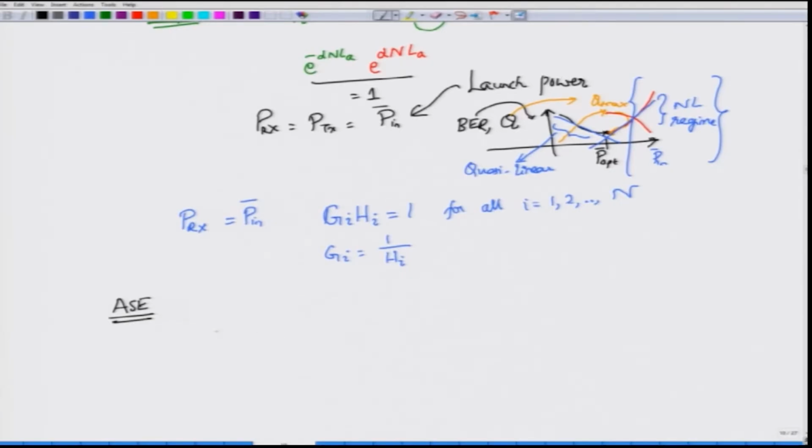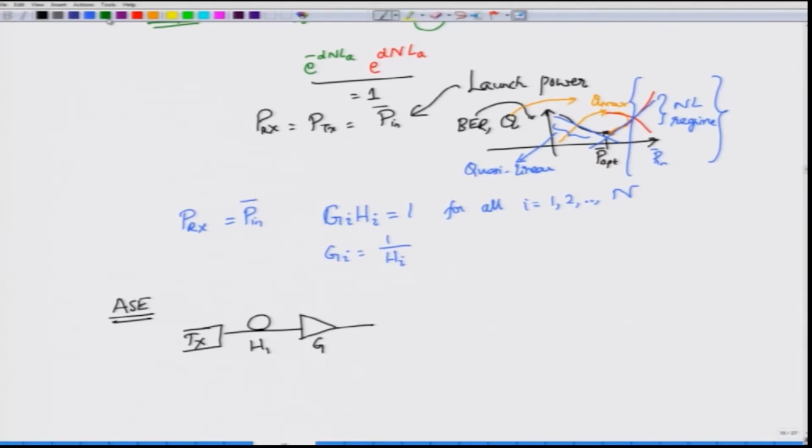Go back to the system that we had. You have a fiber. Well, the fiber is not introducing any amplified spontaneous emission, so we do not need to worry about that. The loss factor associated with the first fiber span is H1. So, this is my transmitter, and at this point I put in the gain of the first amplifier. So, this is the gain G.